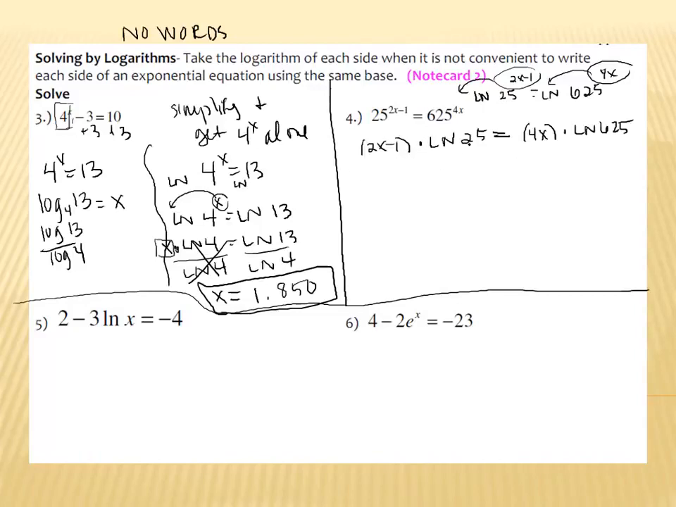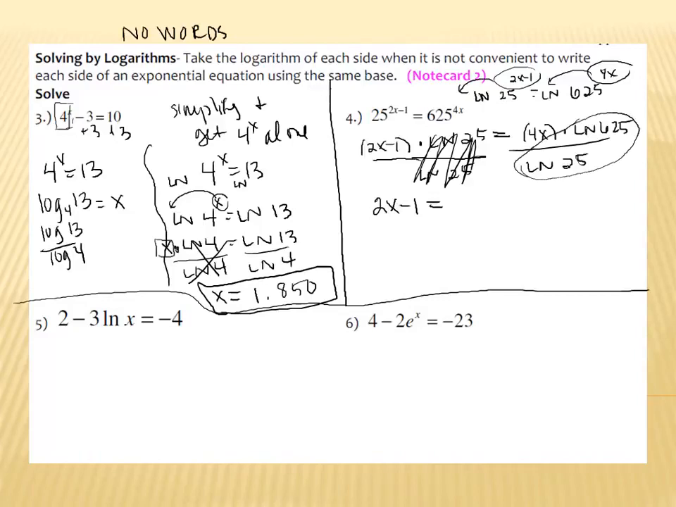Now, do you want to get rid of the ln 25 or do you want to get rid of the ln 625? It's not going to make a difference. I recommend you always get rid of the smaller one so you don't have to worry about any fractions. So ln 25 divided by ln 25, all of that will cancel. Now I can drop the parentheses because there's nothing around the parentheses. However, if I do ln 625 divided by ln 25, I'll get 2. 2 times 4x will give me 8x. And now I just go into solving like a normal problem.